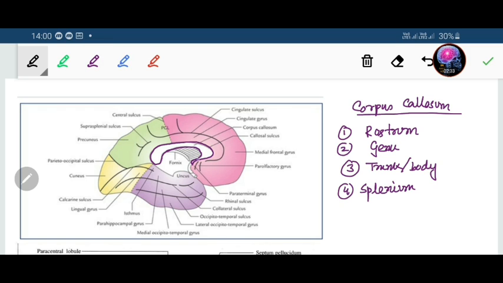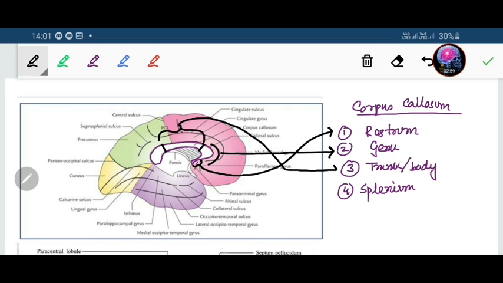This is the rostrum. This curved anterior extremity is called the genu. Next is the trunk, the main or middle part. And the massive posterior part is known as the splenium.